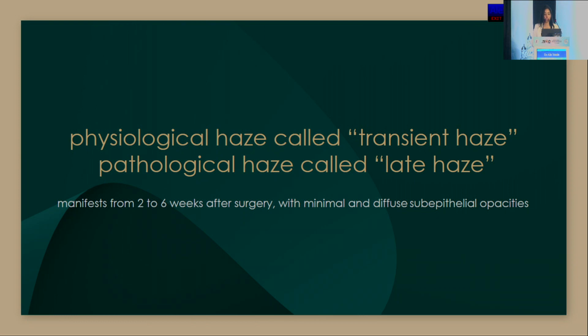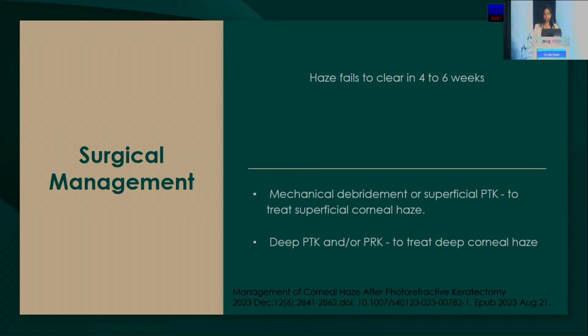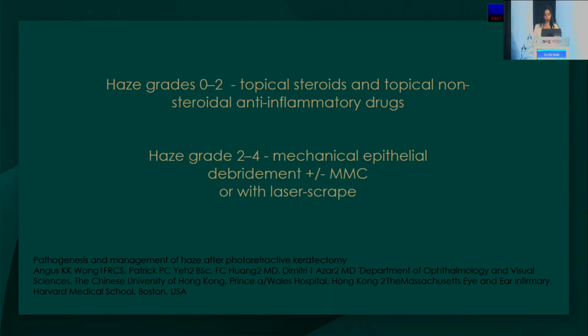The physiological haze usually clears up in 4 to 6 weeks and might prolong to 3 months. But if it is prolonging more than 3 months, that is the pathological haze, wherein surgical management comes in. For superficial corneal haze, a mechanical debridement or superficial PTK can be used, and for a deeper corneal haze, deep PTK or PRK can be used.